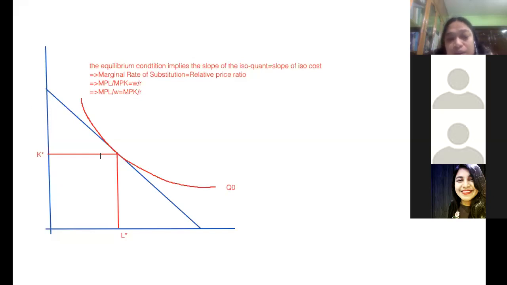Again, look at this. What is this slope? Slope is like delta K by delta L. It's the same thing, right? But in case of the iso-cost line, this delta K by delta L equals W by R. And in case of iso-quant, delta K by delta L reflects marginal productivity of labor divided by marginal productivity of capital.